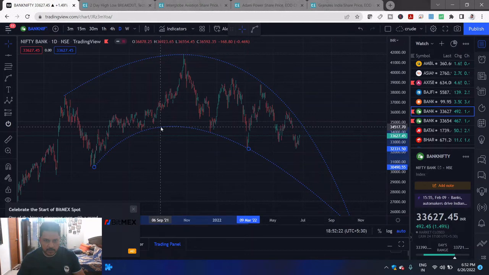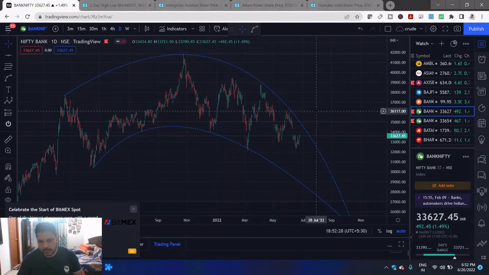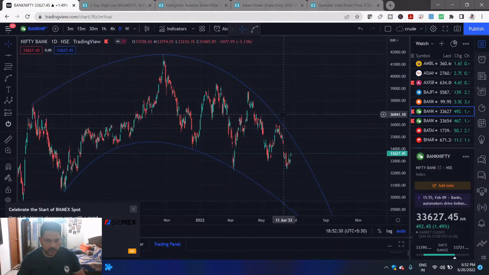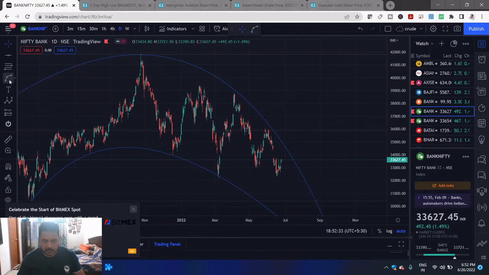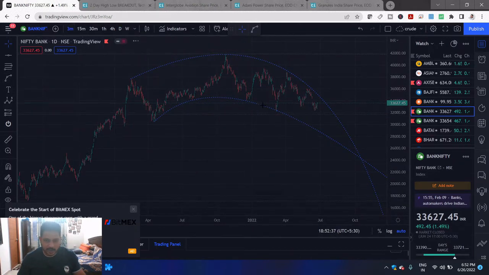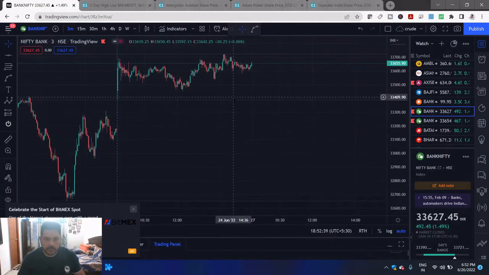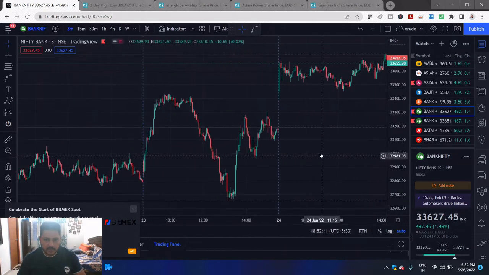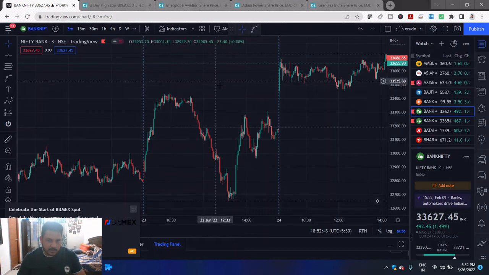If I connect this 4th point also, the accuracy will increase like this. Okay, so this is the way you should use this curve trend line and this is really beneficial. And if you want to try it on intraday first, you can do it on a 3 minute time frame. You have to analyze it on a previous day.